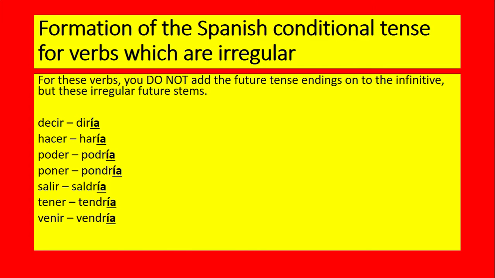And it's the same for decir, which becomes diría. Poder, podría, poner, pondría, salir, saldría, it's not saliría, tener, tendría, and venir becomes vendría, not venería, and querer becomes querría. Okay, so make sure you are aware of those irregular conditional tense stems. They're the same as the future tense. In fact, it says there, do not add the future tense endings onto the infinitive. We should say the conditional tense endings there.